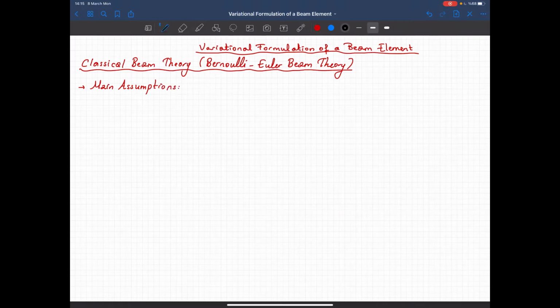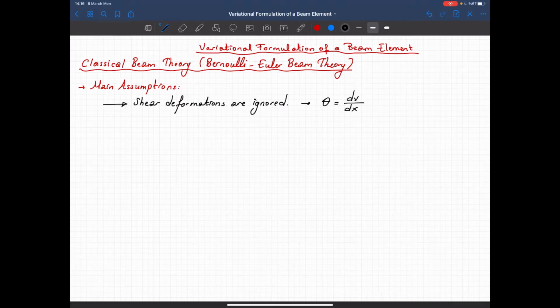So the first assumption is shear deformations are ignored. So there's no shear deformations. So we are only considering the bending deformations. So since shear deformations are ignored, we can just directly say that the rotation is equal to the first derivative of the vertical translation.